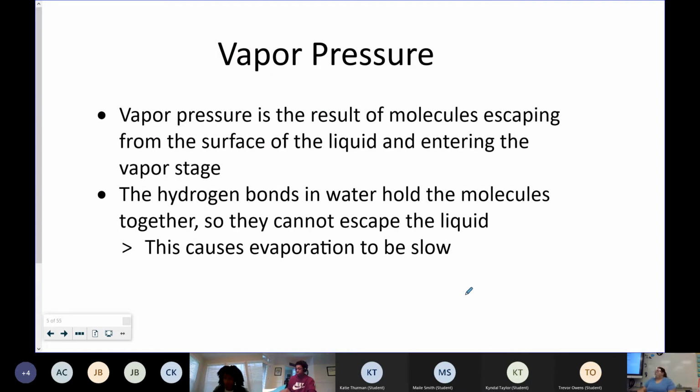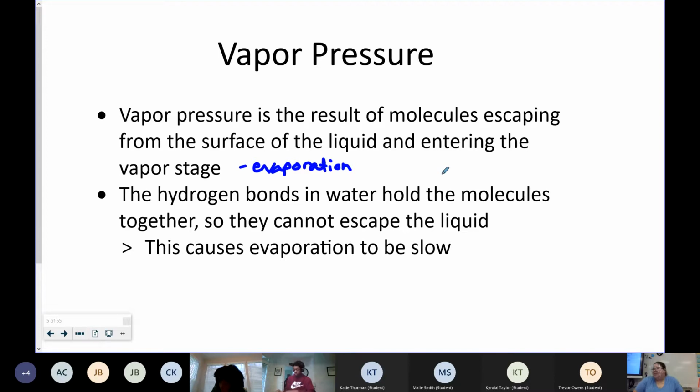And then we're going to switch over to vapor pressure. We said that water has a low vapor pressure. What vapor pressure is, is the result of molecules escaping from the surface of a liquid and entering the vapor stage. So this is going to be evaporation. It's basically how easily a substance will evaporate and go from being a liquid into being a gas.